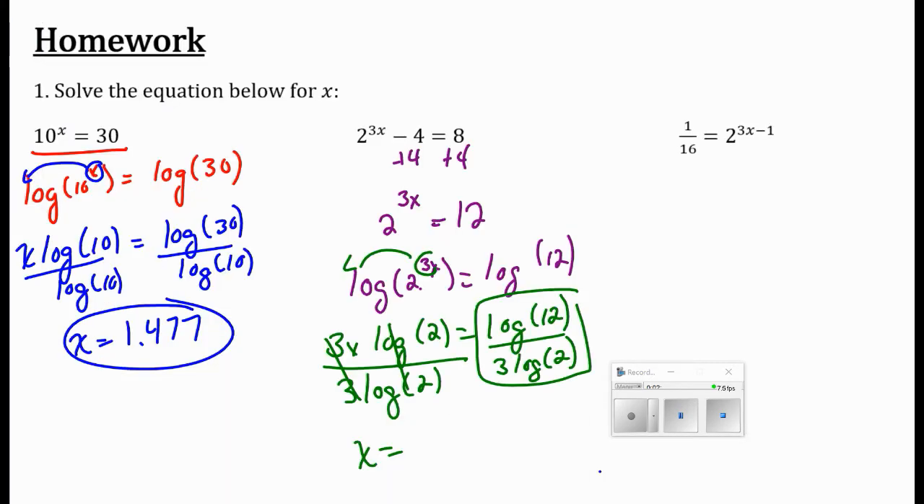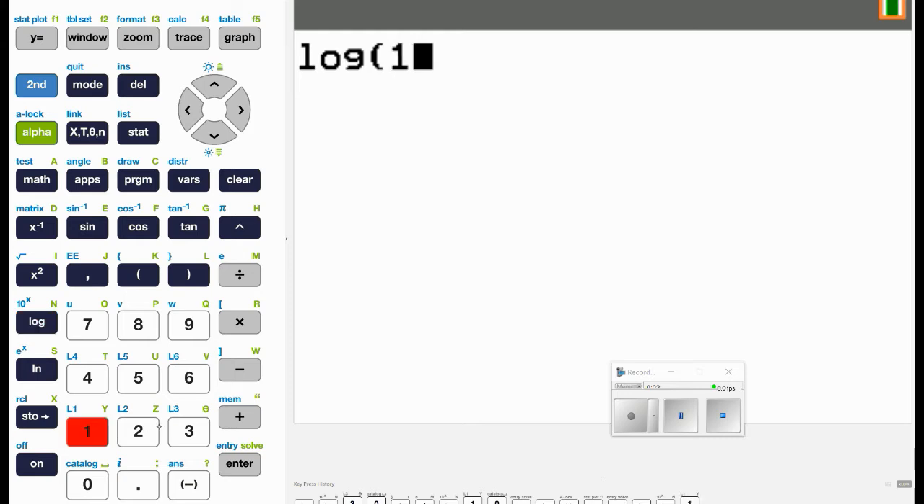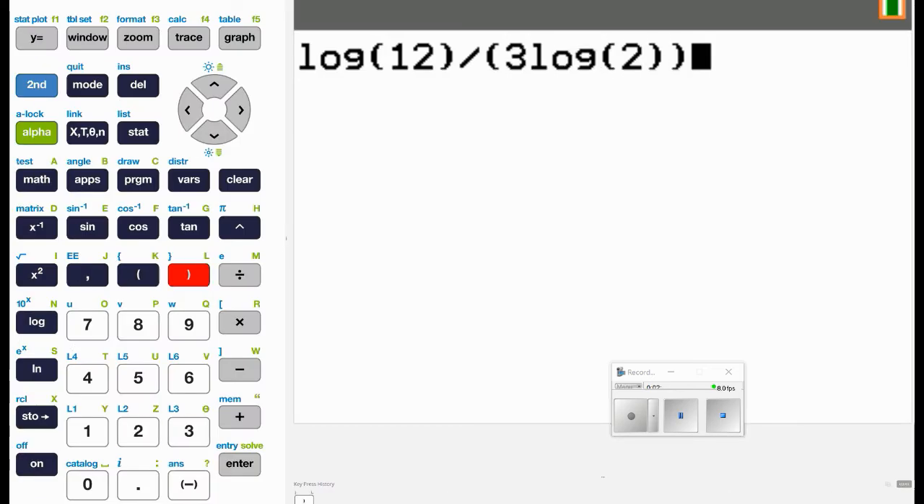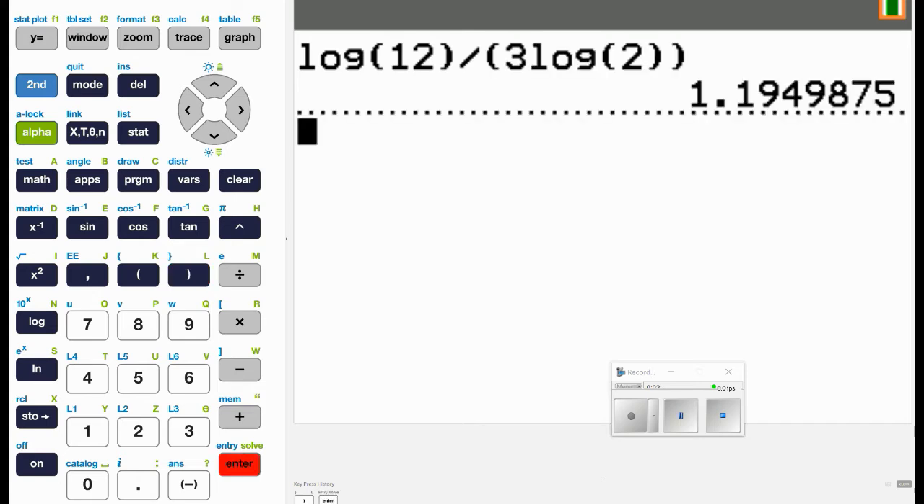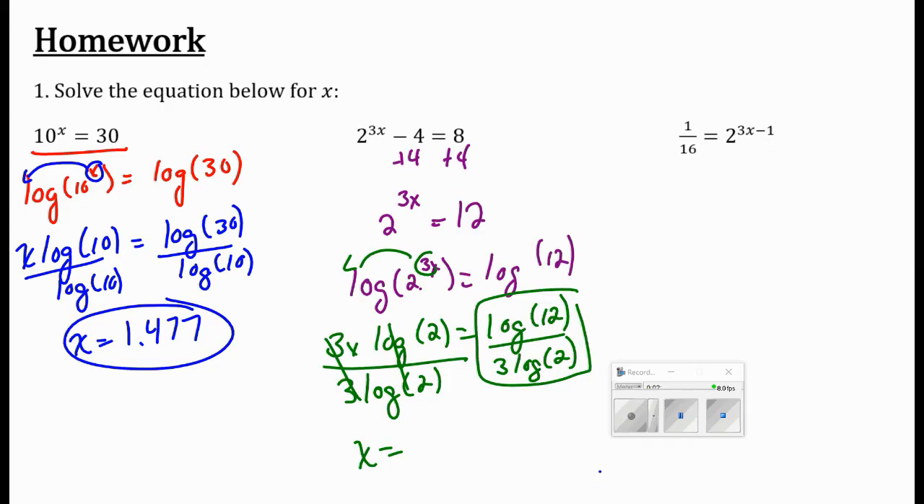You need to say log 12 divided by everything that's in the denominator. So I opened a parenthesis, 3 log 2. x equals 1.195. That's the value of x that makes that equation true.